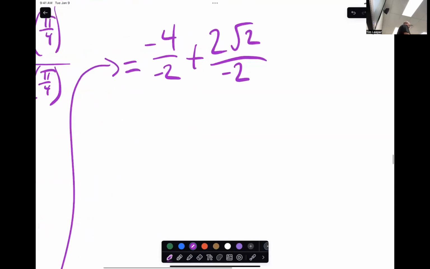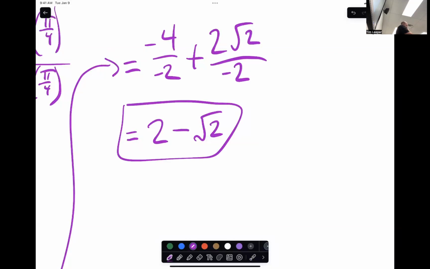Negative 2 and negative 4. What is negative 4 divided by negative 2? Oh, 2. And then a positive and a negative divide give you a negative. What's 2 divided by 2? 1 leaves us with the square root of 3 there. So our answer is 2 minus the square root of 3.